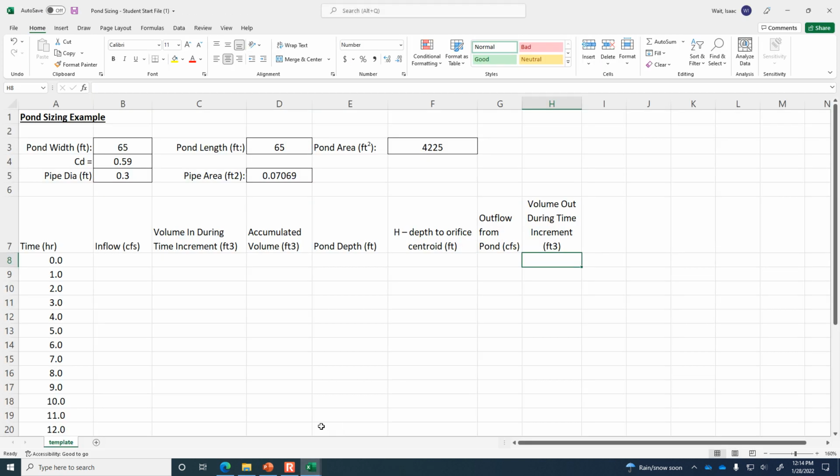Okay, so where it had 65 by 65, let's just leave that for now and see what a 65-foot by 65-foot pond does. But let's put in the inflow hydrograph. So 0 CFS, 1.8, and so on. Type in your inflow hydrograph.